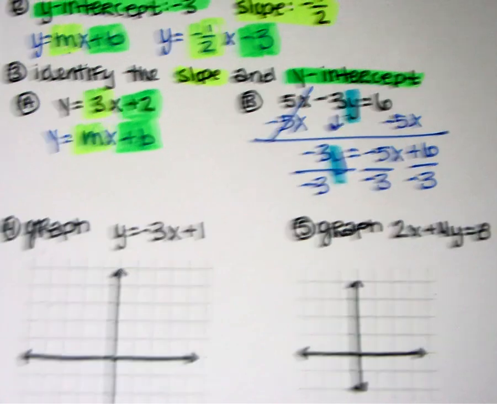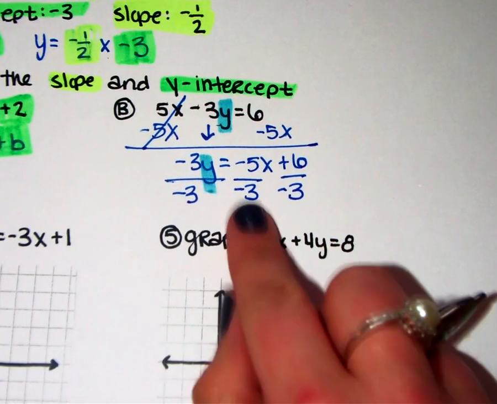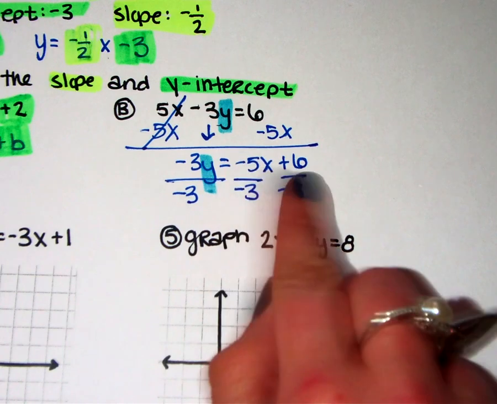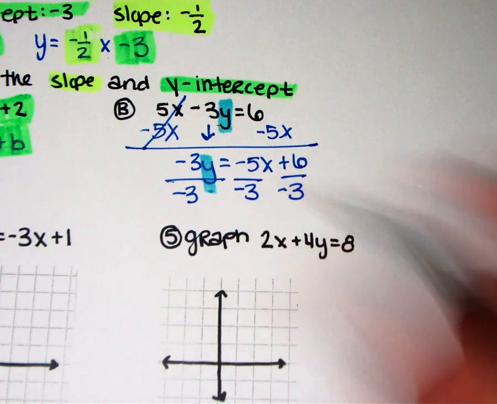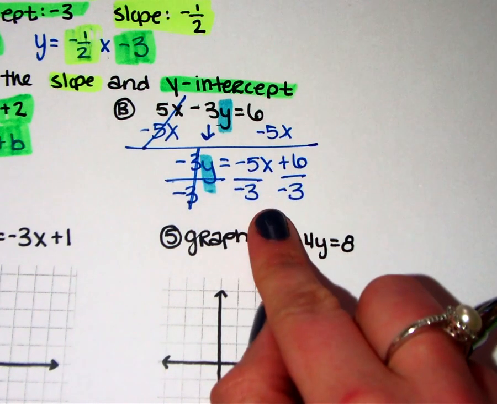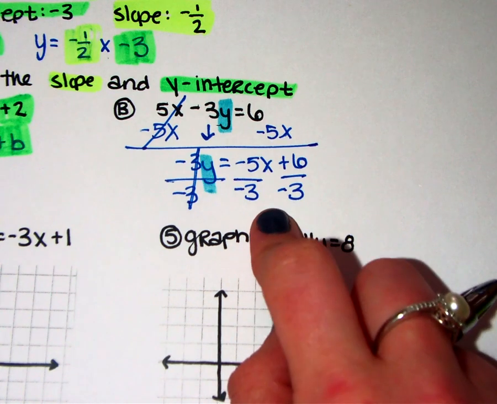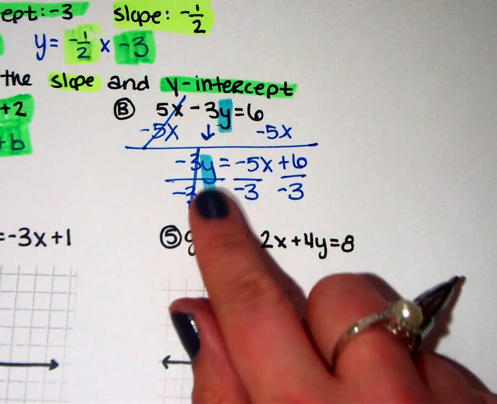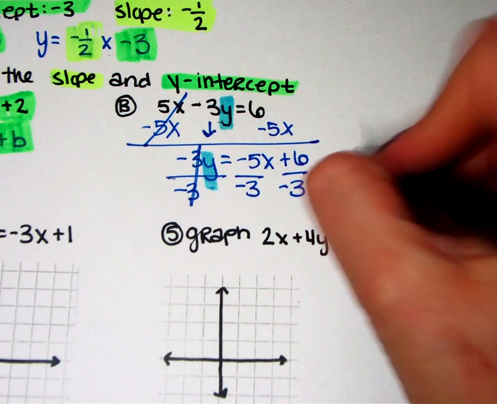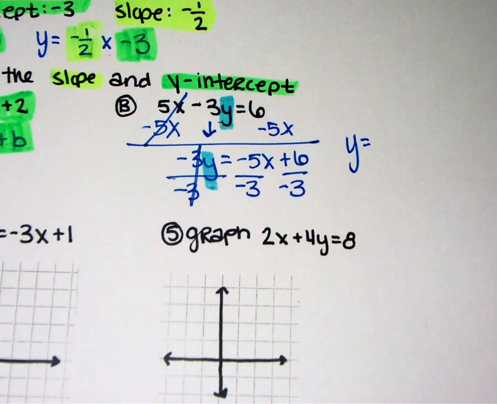Doing it this way, you're going to be sure to see that the -3 gets divided by everything over here, not just one. So doing it individually takes about a half a second longer, but it helps you make fewer mistakes. So when you move the -3 to the other side, y is now by itself.